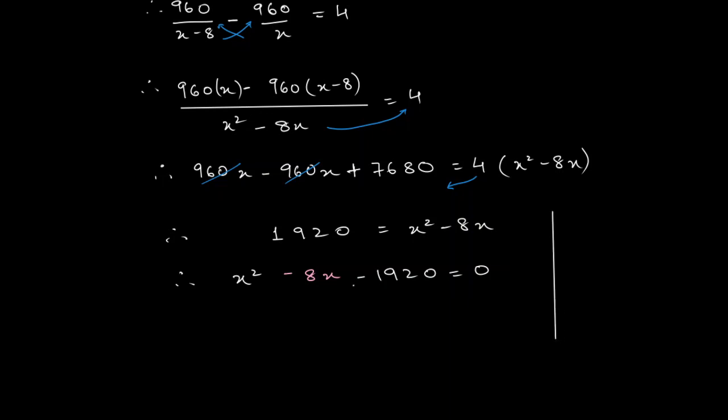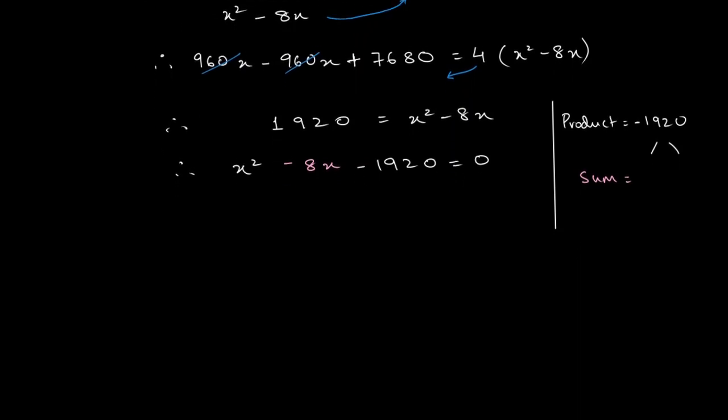Now the product that would be there, the coefficient of x square, which is 1, into minus 1920. So the product is equal to negative 1920. So I want two numbers, right? Two numbers which when multiplied give me negative 1920, and when I add them, the sum should be negative 8. So this isn't as straightforward as the other sums that we've done so far, right? As you can see, it's a rather large number, 1920.